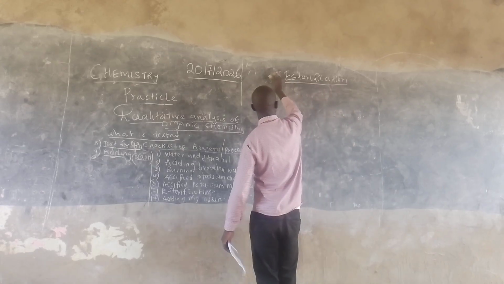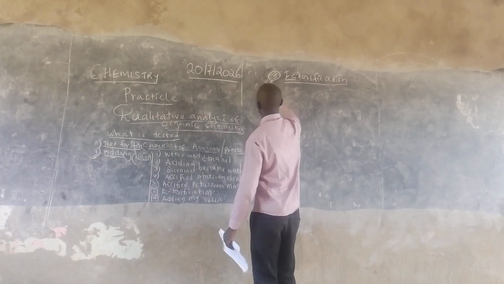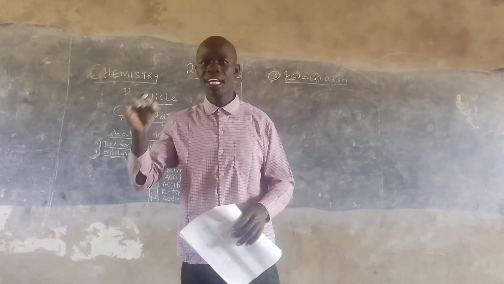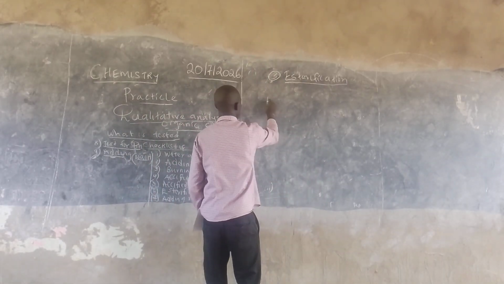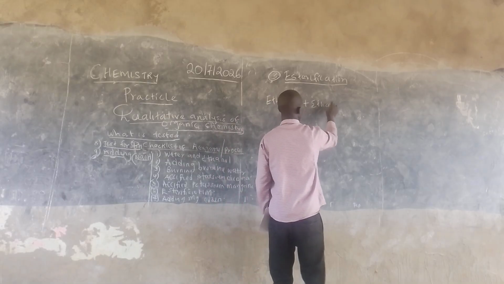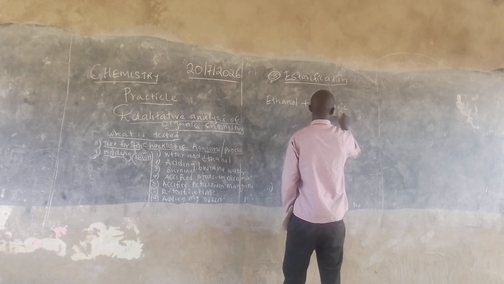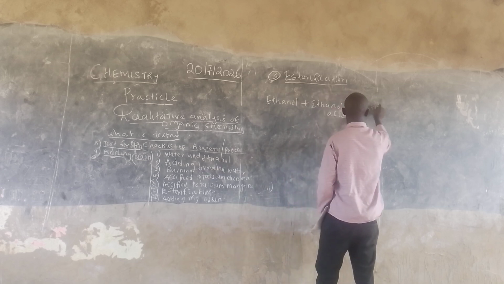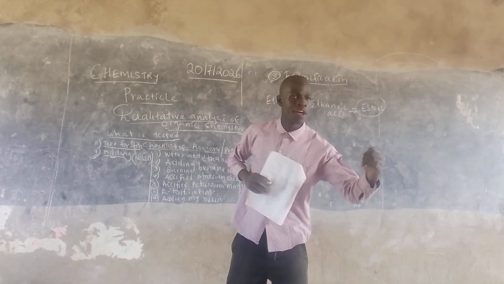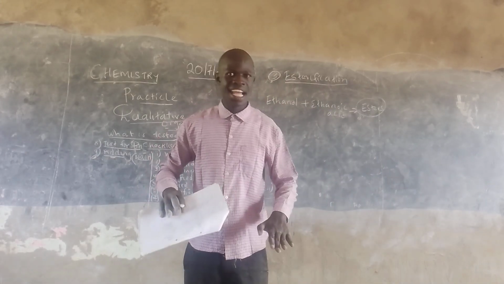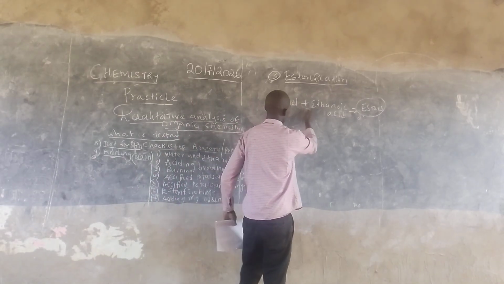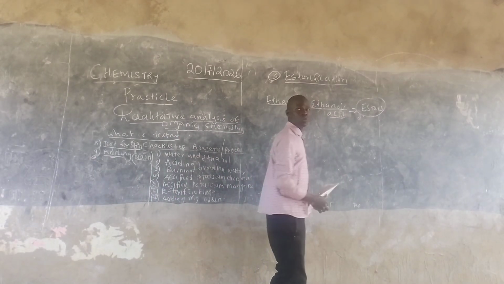Here when we talk about esterification, what forms esters is when ethanol reacts with ethanoic acid. So when we have ethanol reacting with ethanoic acid, what is formed is called esters. So when we talk about esters, we will only concentrate on ethanol and ethanoic acid, not any other thing. It will be ethanol and ethanoic acid when we talk about esters.